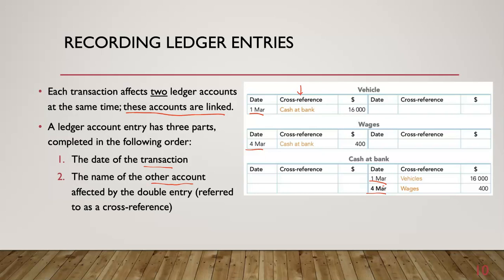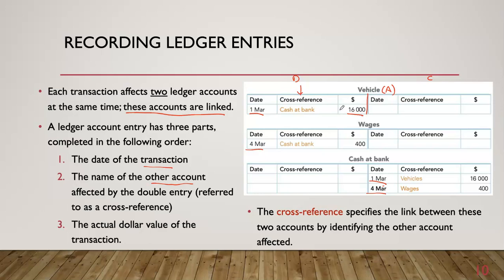Hopefully you're starting to become a bit familiar that you recognize this vehicle ledger I've recorded on the left-hand side, so I've done a debit, because left-hand side debits, right-hand side credits. Hopefully you've understood that vehicles are assets. Now there is another thing that's happened. The vehicle has increased by $16,000, but there's another side. How did my vehicle increase by $16,000? The cross-reference links the other side of the transaction, cash at bank.